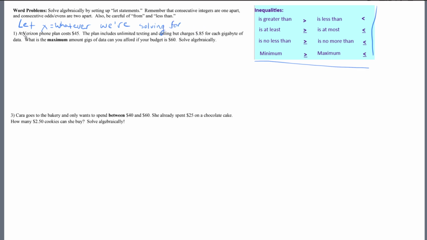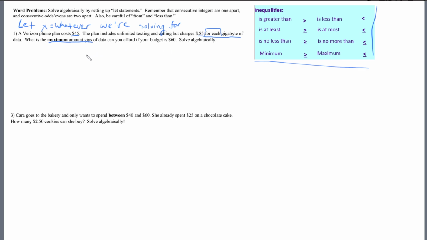Okay, so in this first problem, a Verizon phone plan costs $45, right? So we know that's going to come into play. The plan includes unlimited texting and calling, but charges $0.85 or 85 cents for each gigabyte of data. So 0.85 for each. Okay, when we see something like for each, that means times. So 0.85 times each gigabyte. What is the maximum amount of gigs you can afford if your budget is $60?